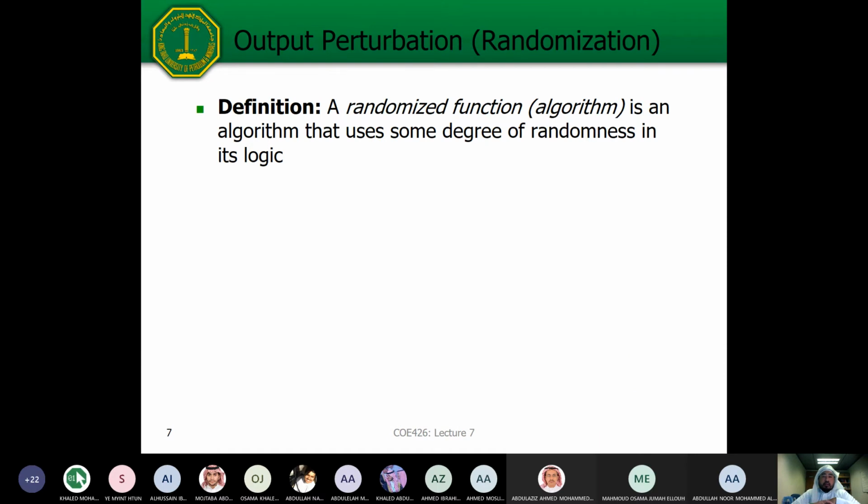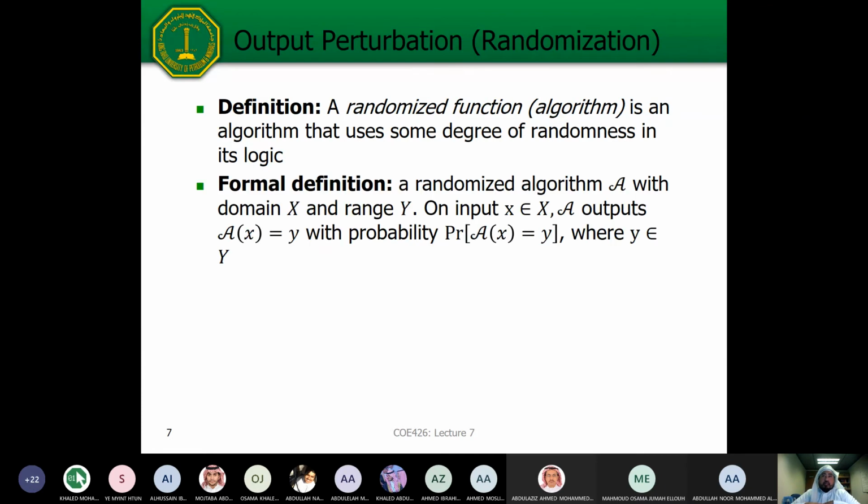The second definition that I want to explain is the idea of a randomized function. I think we visited this before, but I gave you an informal definition. A randomized function or algorithm, sometimes you call it a function or algorithm, has some technical differences, but to us it's almost the same thing. It is really an algorithm that uses some degree of randomness in its logic. So this is the definition. From now on, we will denote a randomized algorithm with A.